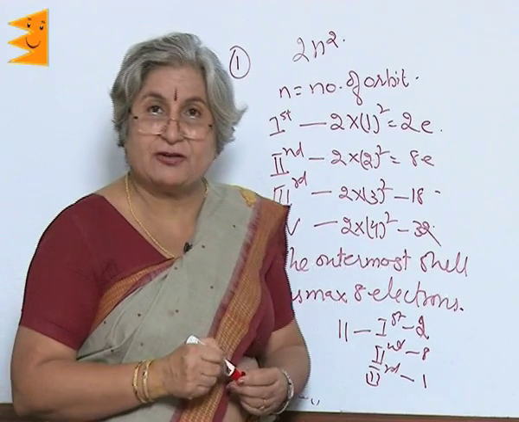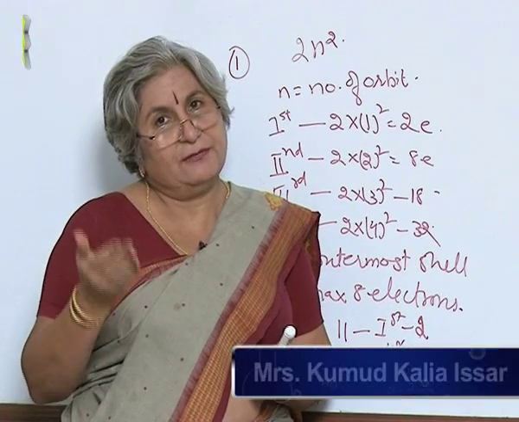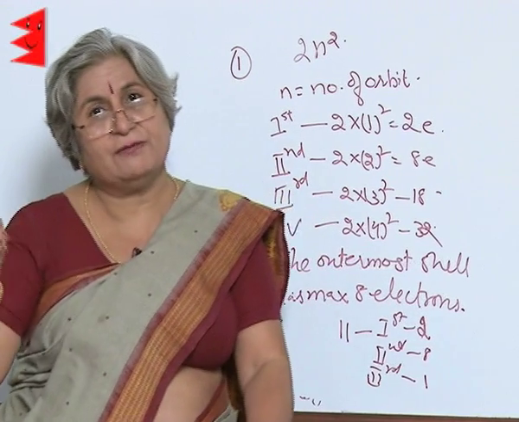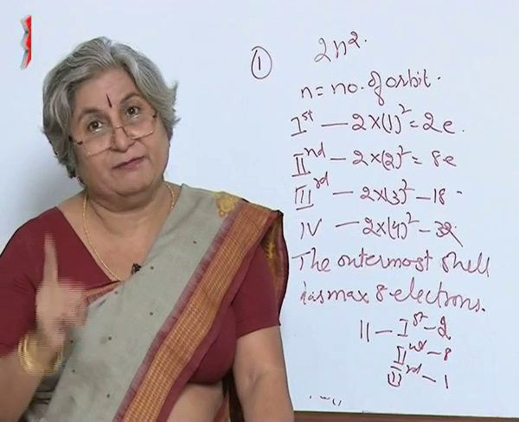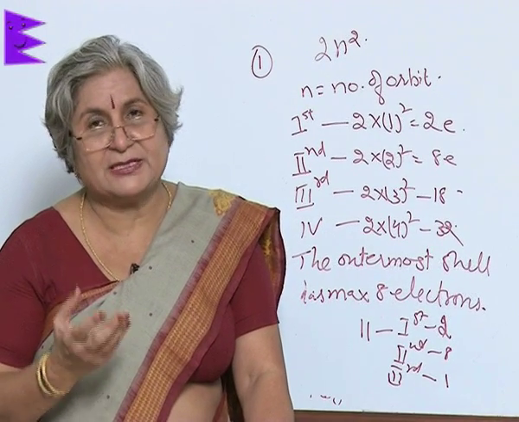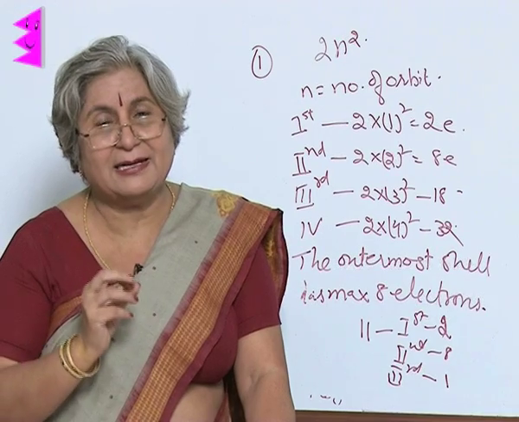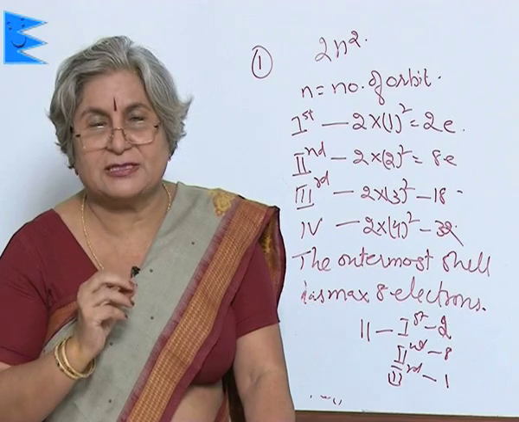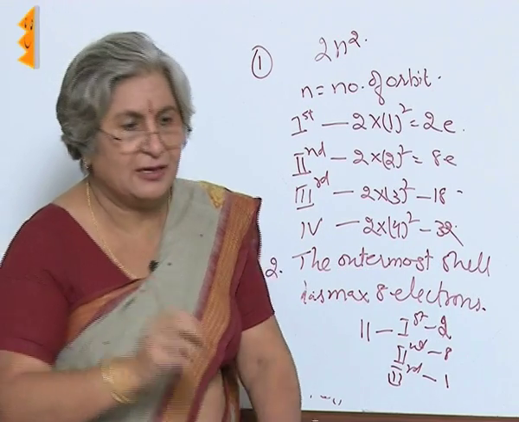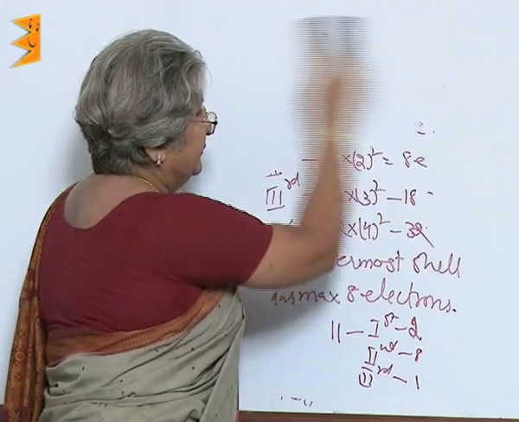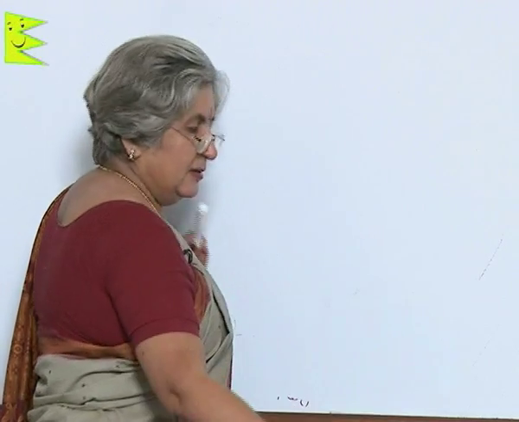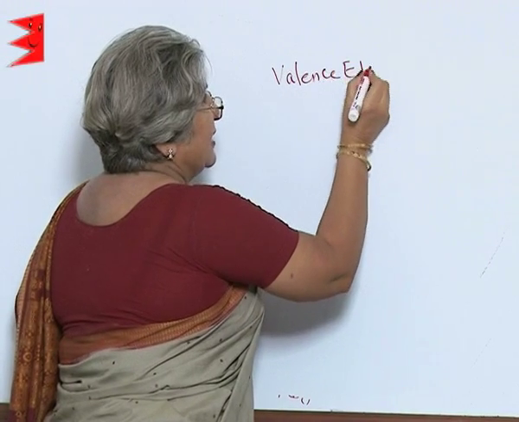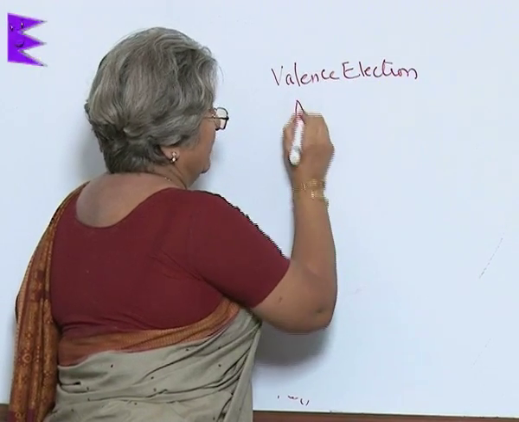Now, if the number of electrons is much more, then it will keep on increasing the number of shells or orbits, but the outermost will have only 8 maximum. Most of the time they have less than that, and that is called valency electron. So, the number of electrons in the outermost shell are called valence electrons. So, what is the valence electron in sodium? 1.